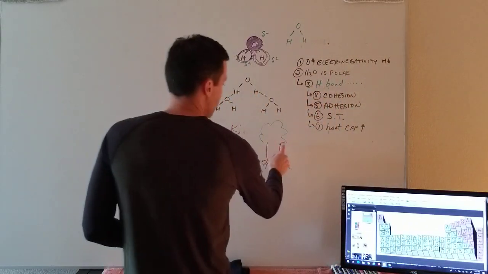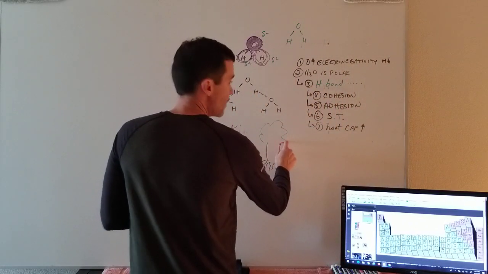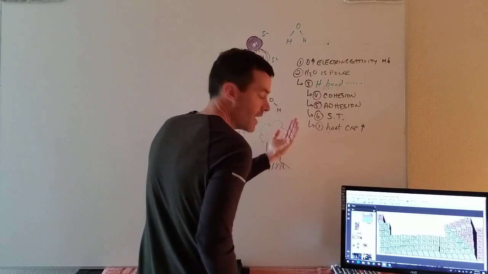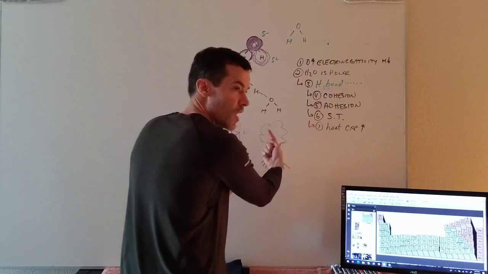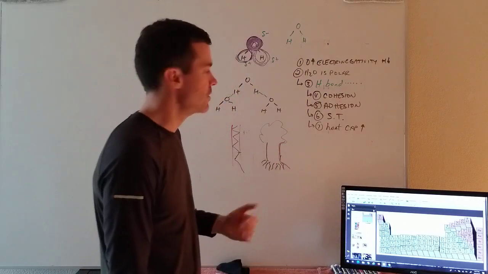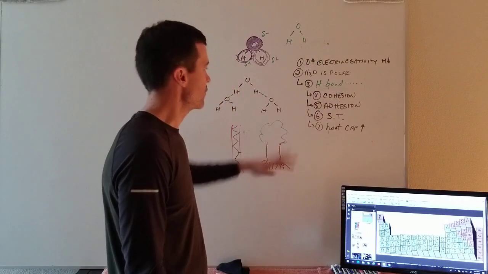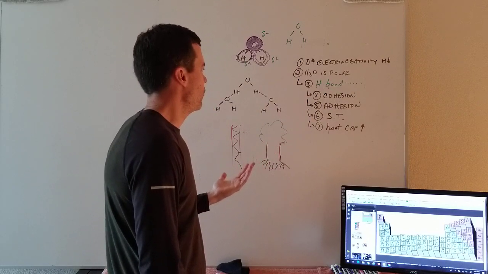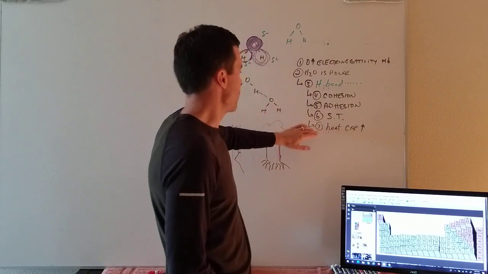So if this water goes up to this leaf and let's say it evaporates, then it just pulls the next guy up in line. We pull the next guy up out of the ground. They call that transpiration, also because of cohesion and adhesion. So the thing that's interesting about this is, well, why is there a high heat capacity?